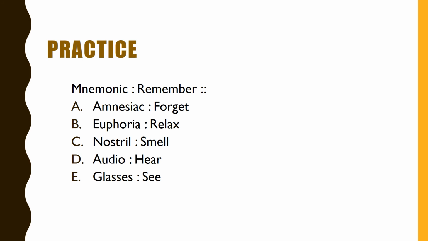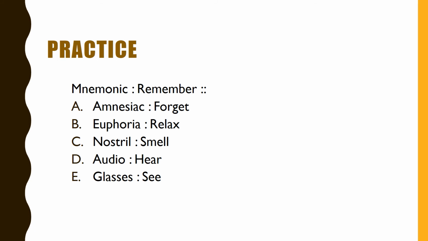Let's practice more. Look at this question. Mnemonic is to remember. The options are amnesiac is to forget, euphoria is to relax, nostril is to smell, audio is to hear, and glasses is to see. Pause this video here and take your time to find your answer.